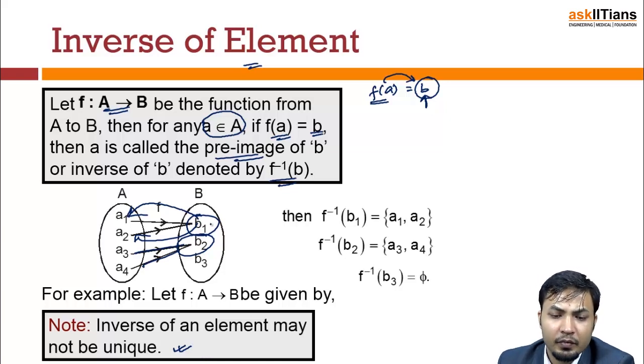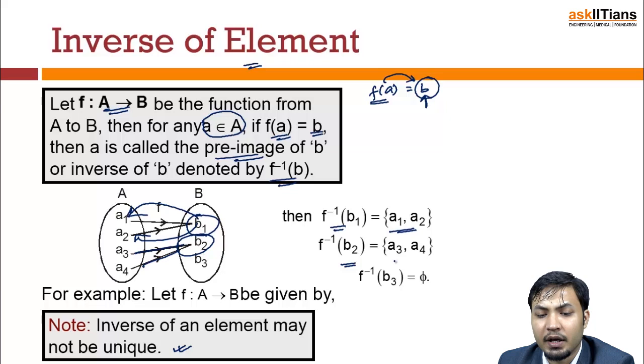Now, in that case, if I write, f inverse of B1 will be A1 and A2, and f inverse of B2 will be A3 and A2, and f inverse of B3 is null. Now you see, in all three cases it is not a unique value.